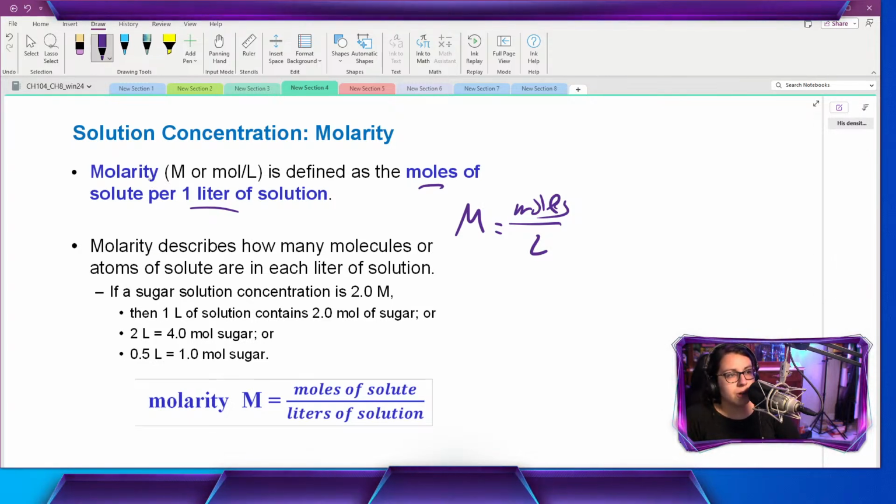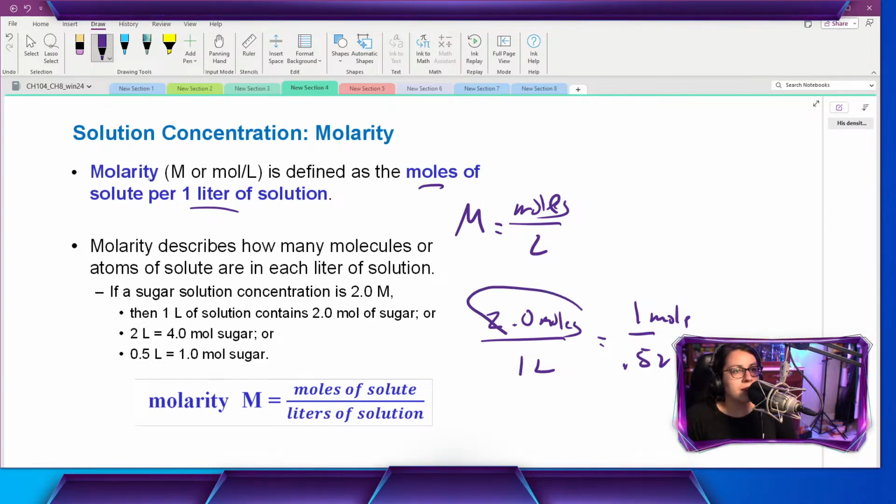And so you could plug in, right, 1 divided by 0.5 gives us back 2, or setting up your proportion, right? If we have 2 molar, we're saying we have 2 moles per 1 liter is equal to, right, 0.5 liters over 1 mole. And we could have set up a proportion, and you can do the cross multiplication to double check that. So 2 times 0.5 is 1, and 1 times 1 is 1. So that all, again, just checks out.